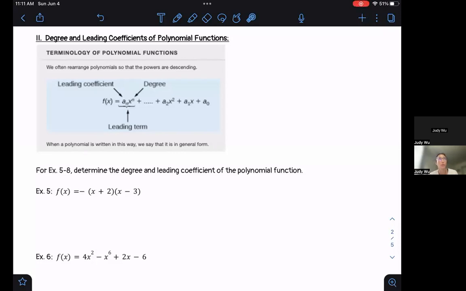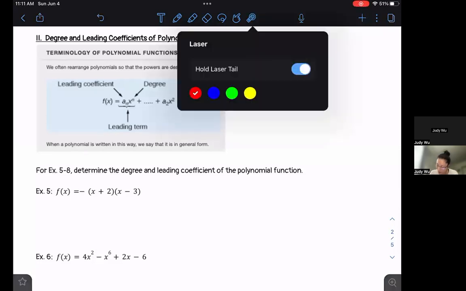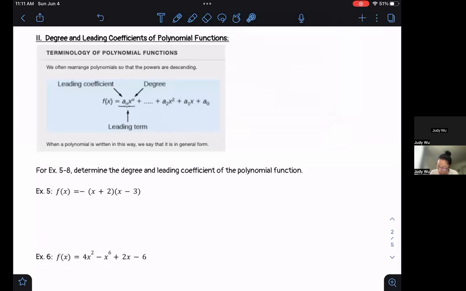3.3, Part 2. So let's take a look at this second section. We're talking about degrees and leading coefficients of polynomial functions. All right, so we have our polynomial function that we talked about in the previous video. We've got something that looks like this.